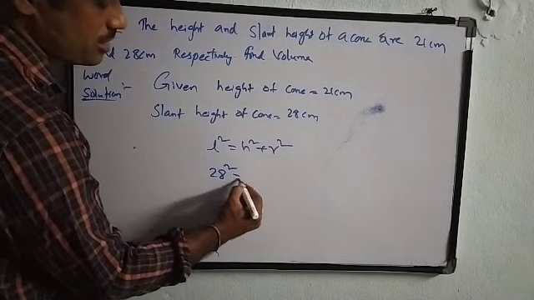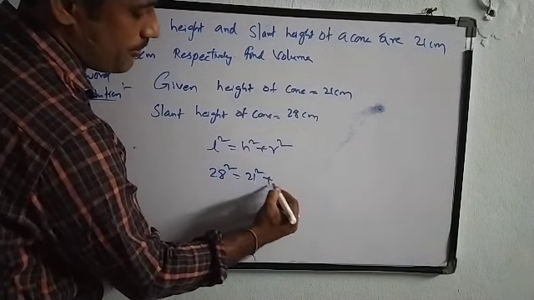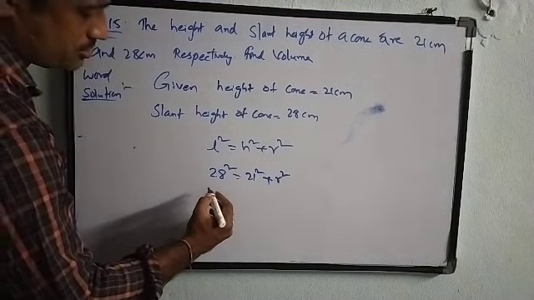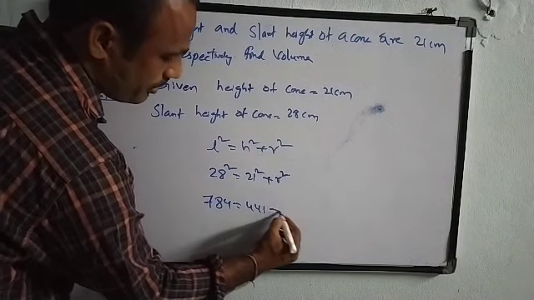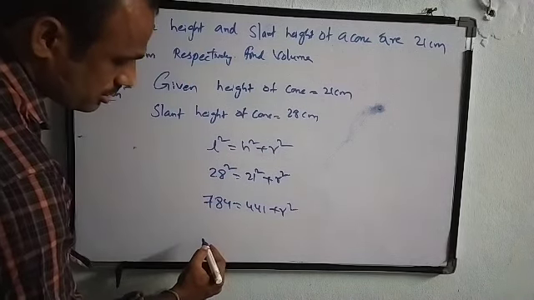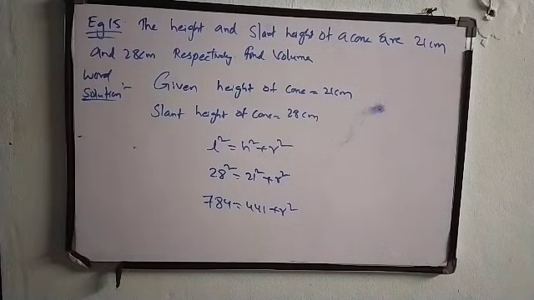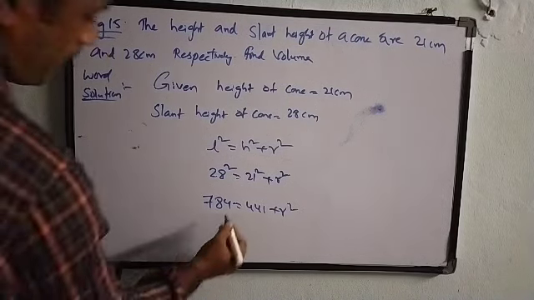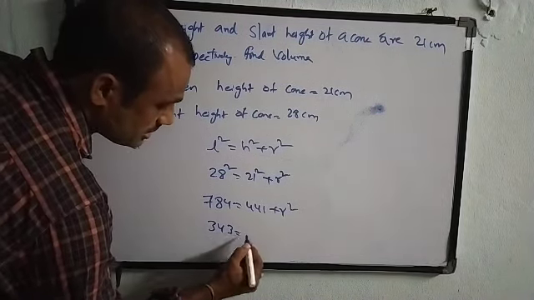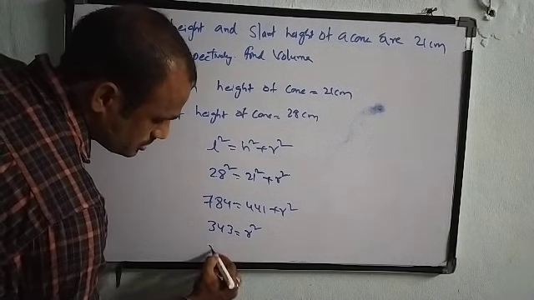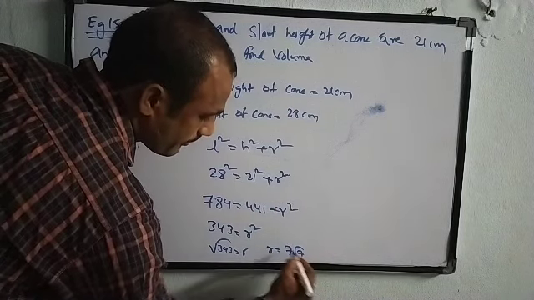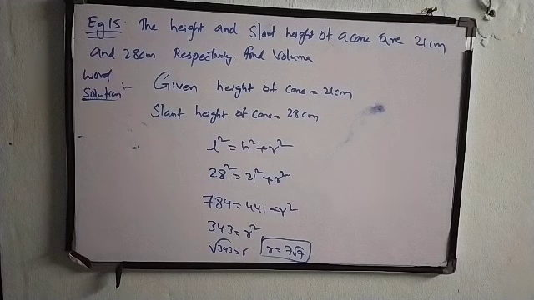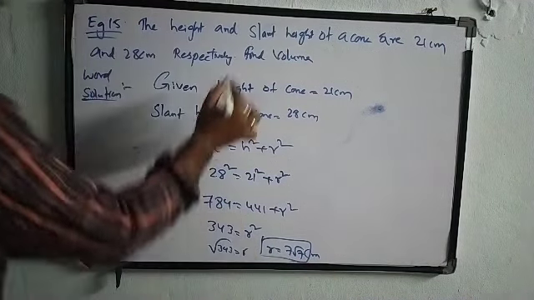So here it is 28 square is equal to 21 square plus R square. So 28 square is 784 is equal to 441 plus R square. So it will be 343 is equal to R square. So root of 343 is equal to R. So R can be written as 7 root 7 centimeter. So he is asking us to find the volume.